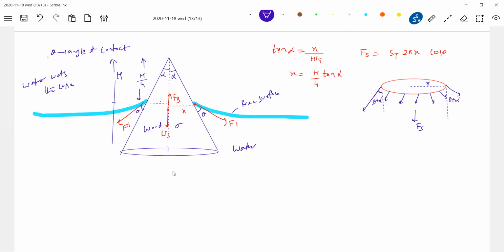If the water wets the cone completely, then what happens? It will become F cos alpha. Theta will be 0. So therefore, this should be theta plus alpha. Many will make a mistake here.